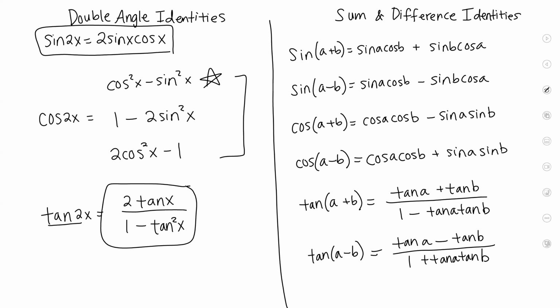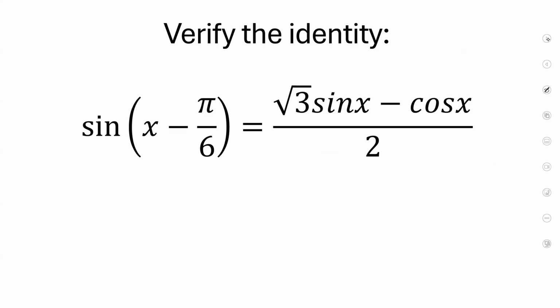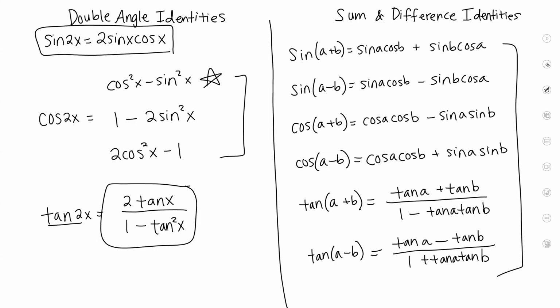Those are our double angle identities. We also learned the sum and difference identities, which are listed here. So these are all in your notes for you. Let's verify this identity using these different ones that we've learned.